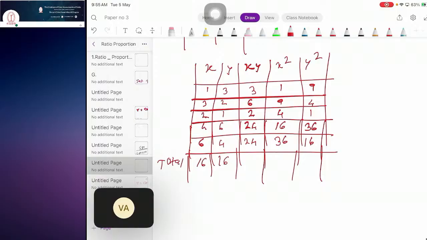Let's total x into y: 3 plus 6 plus 2 plus 24 plus 24. Total is 59. The total of x square: 1 plus 9 plus 4 plus 16 plus 36, the total came to 66. Then the total of y square: 9 plus 4 plus 1 plus 36 plus 16, the total also came to 66.